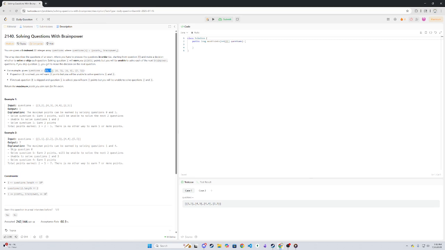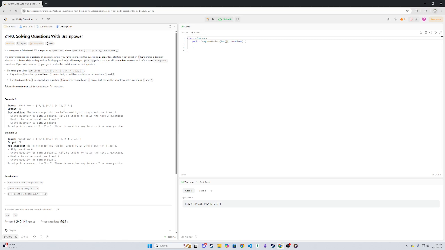For example, given this, if question 0 is solved, you get 3 points, but you cannot solve these two. If instead question 0 is skipped and question 1 is solved, you'll earn 4 points. So I skip this, I get 4 here, but I can't solve anything else. Return the max points you can earn for the exam. So here the most optimal thing would be to get 3 and 2, skipping these ones.